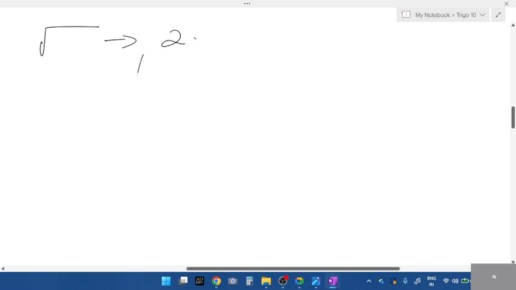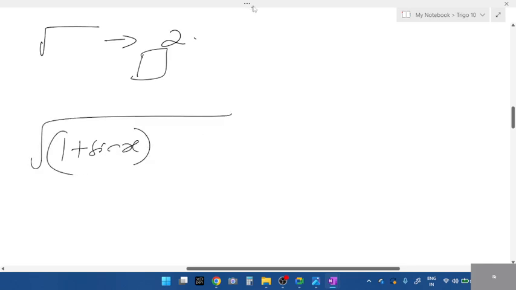Fine, we need to have some value to the power of 2. Now if I write the square root of 1 plus sin x, with what should I multiply so that we get a root? What is the opposite of 1 plus sin x? 1 minus sin x. Why am I multiplying with 1 minus sin x?